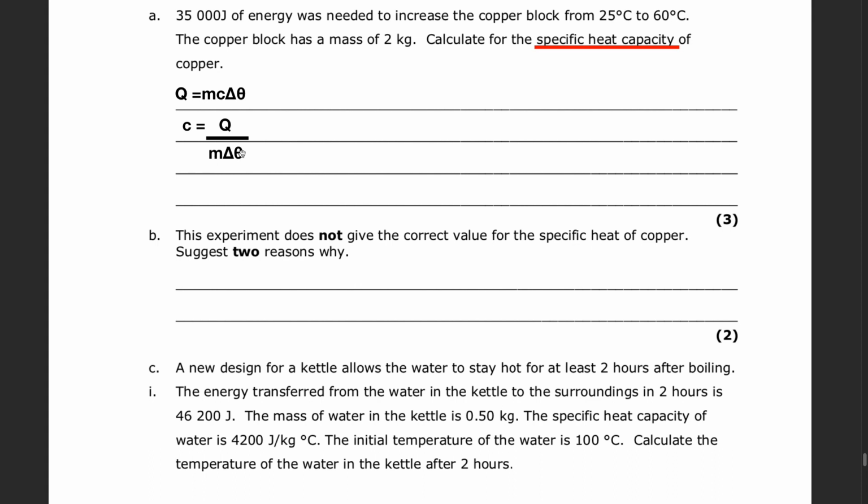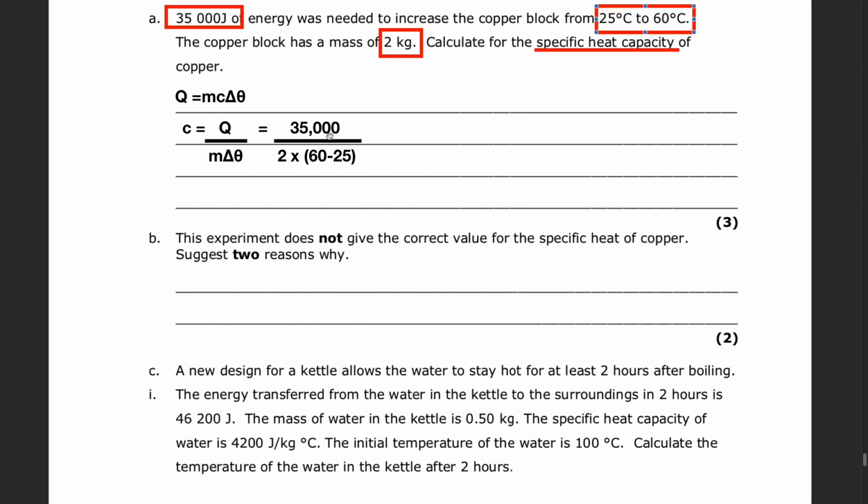And now we can simply plug in the values. So Q, which is the heat energy, is 35,000, m is 2 kilograms, and the change in temperature, delta theta, was from 25 to 60. So 35,000 divided by 2 times the difference between 25 and 60. Plugging all of that into the calculator, we get 500 joules per kilogram degrees Celsius.